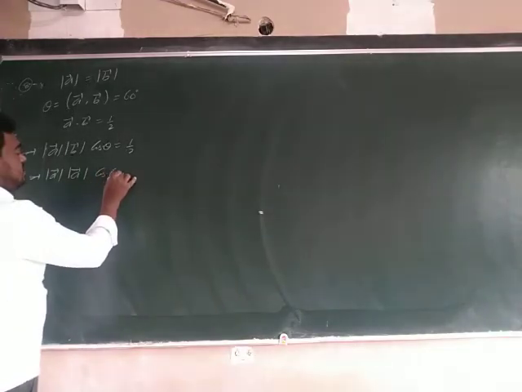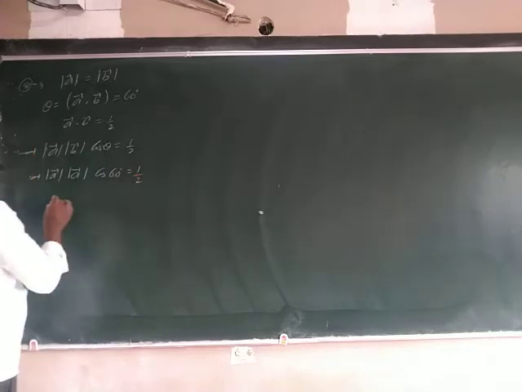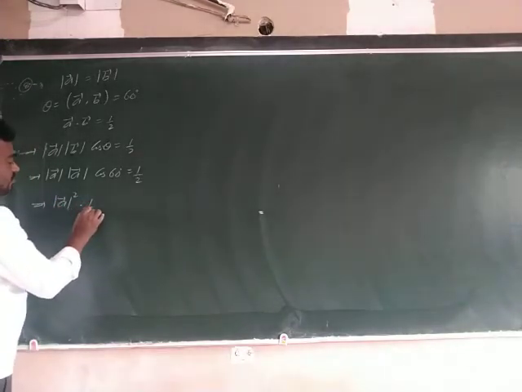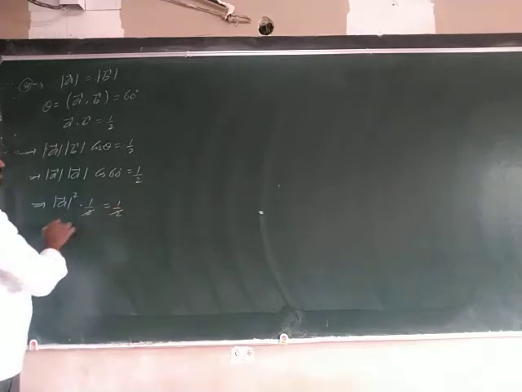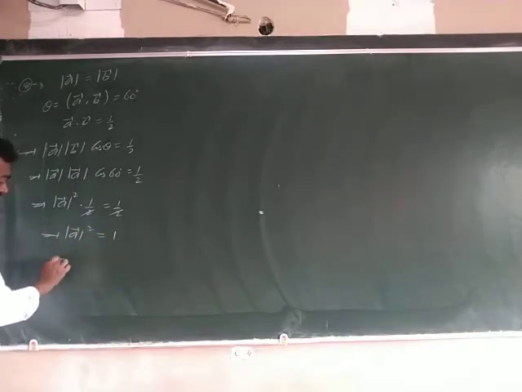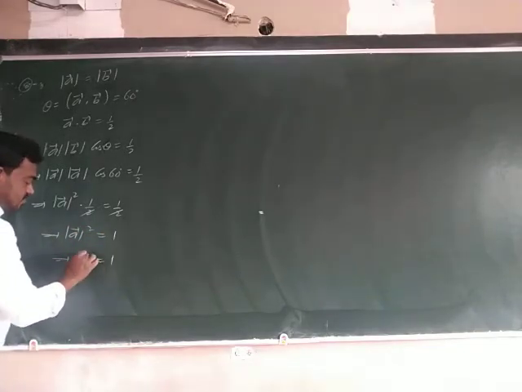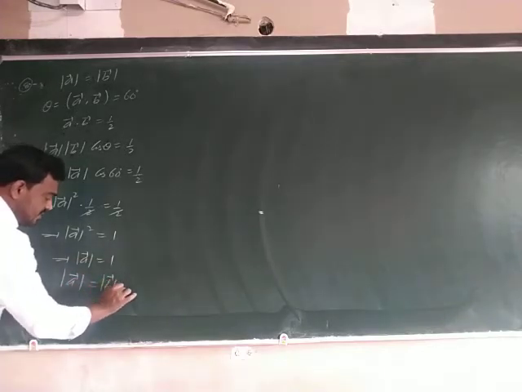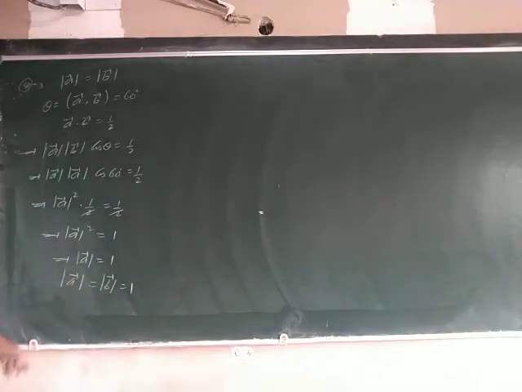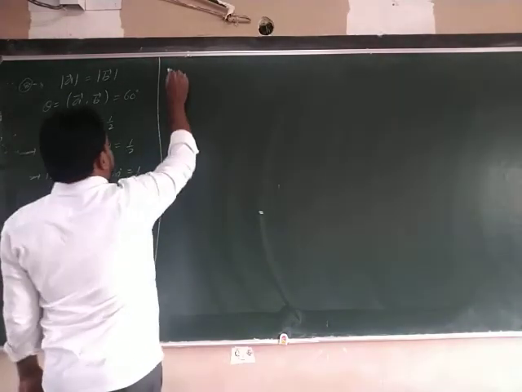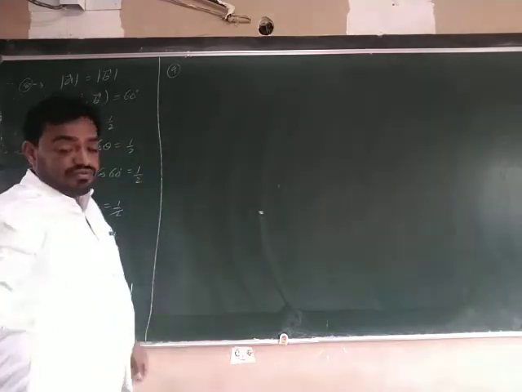And cos 60 degrees is equal to 1 by 2. Magnitude of vector A into magnitude of vector A is equal to magnitude of vector A square. So cos 60 value 1 by 2 is equal to 1 by 2, to get cancelled. Magnitude of vector A square is equal to 1. That is, magnitude of vector A is equal to 1. Nothing but magnitude of vector A is equal to magnitude of vector B is equal to 1. That means here A and B are unit vectors. We find the magnitude of the vectors A and B, both are equal to 1 only.